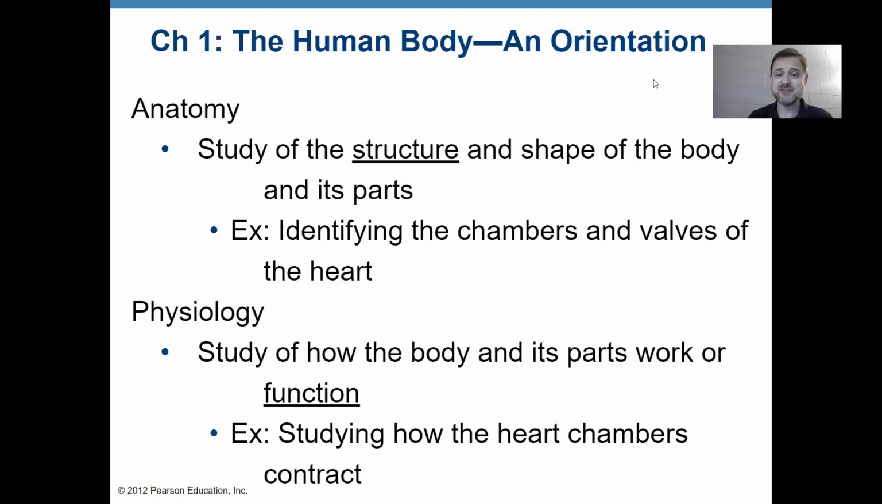Physiology is the study of how the body and its parts work and function. If we were doing the physiology of the heart, for example, we might study how the chambers contract, how the different valves work. Obviously, the story is incomplete unless you have both. We're going to learn what the parts are and how they function, which is why this class is called Anatomy and Physiology.